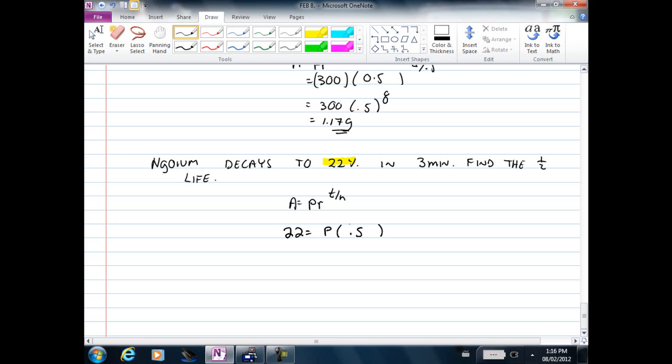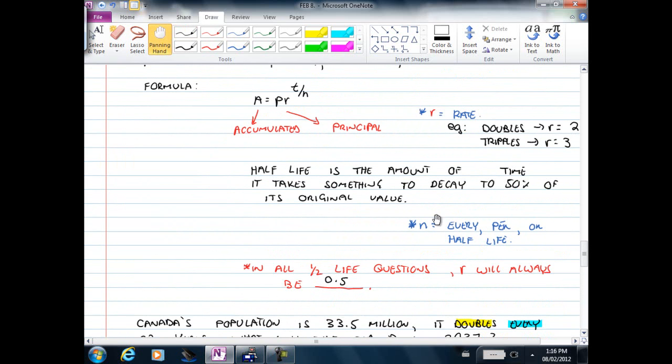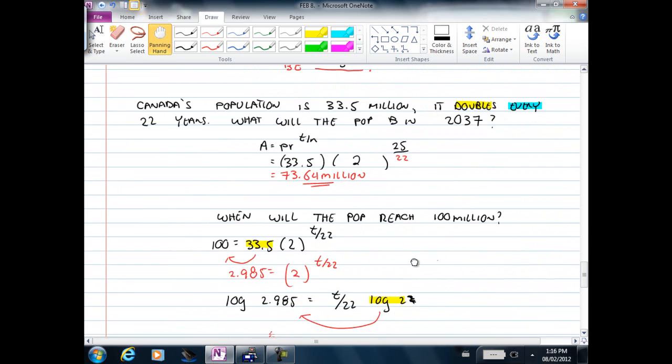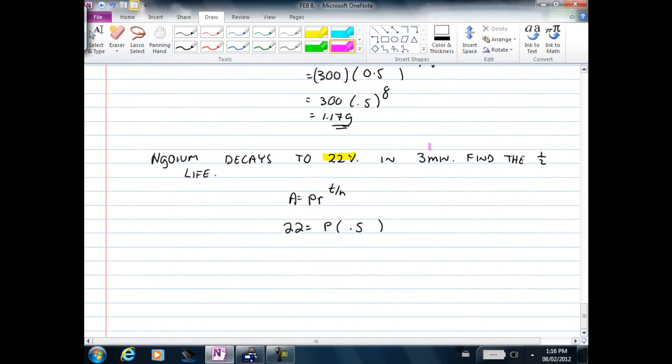Now, the question is, what am I solving for? T or N? You're solving for N. Because N, remember, go back to my notes. N is crucial. N is every, per, or half-life. The half-life value is N. So, if the half-life value is N, this purple value must be T. So let's write down 3 over N. The problem with this is I'm still missing a P value.